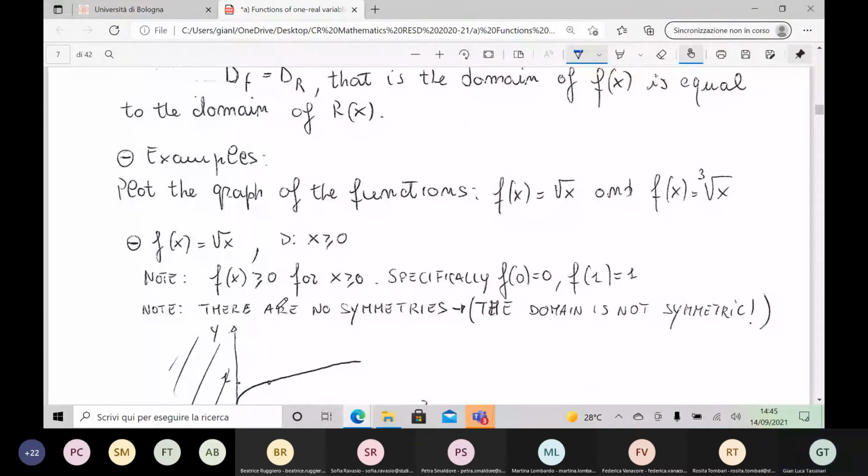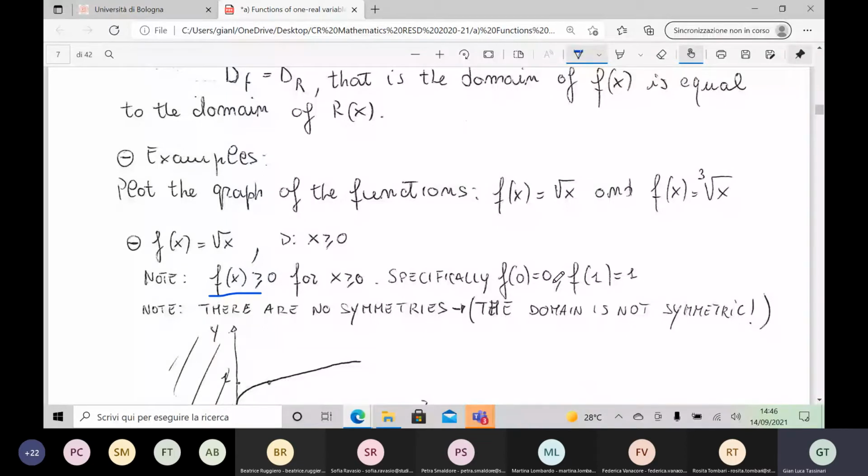So I wrote here, therefore, that this function is always greater or equal than 0, because it's a root with even order in its domain, obviously. And so for this reason, you see, for x greater or equal than 0. In particular, there are two very important points. One point is the 0. When x is equal to 0, you have f of 0, which is the square root of 0, which is equal to 0. So our function passes through the point (0, 0).